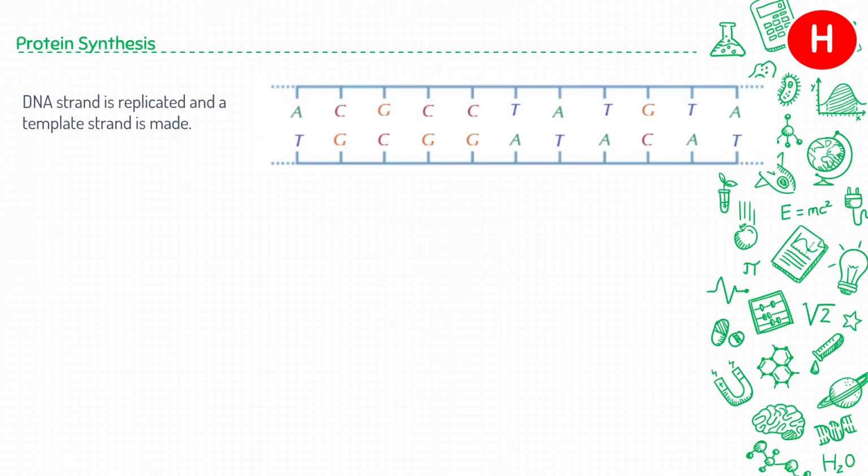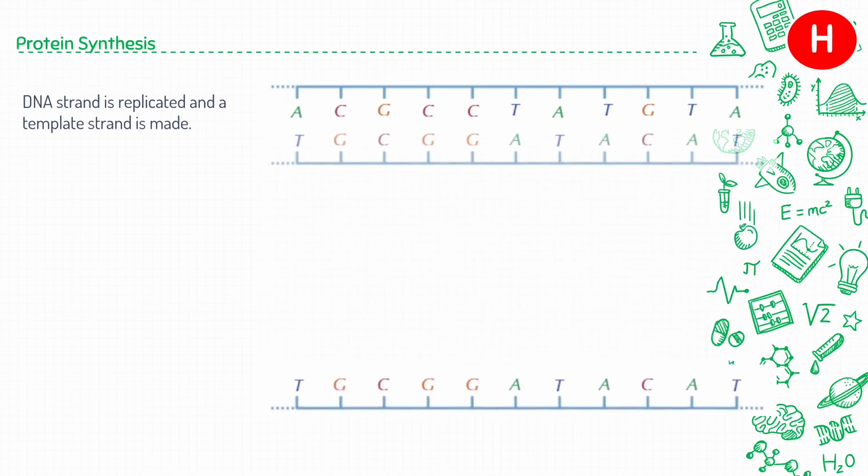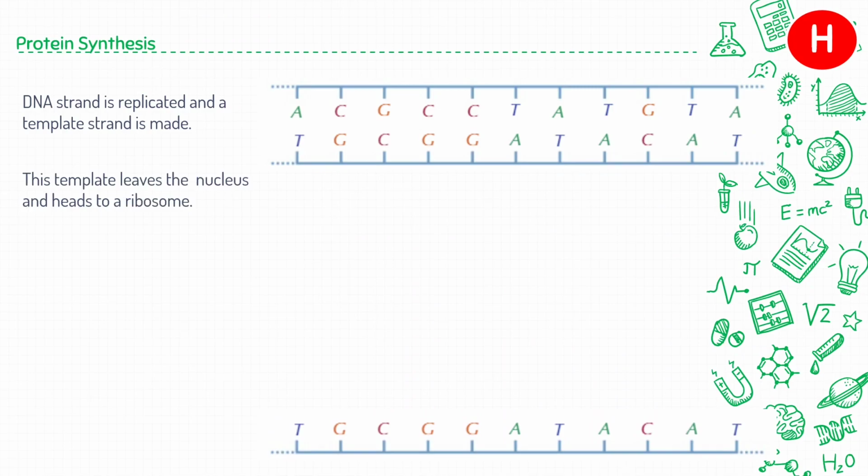Remember that DNA is stored in the nucleus, packaged into large sections of DNA called chromosomes. Chromosomes can't leave the nucleus, but the ribosomes are where protein synthesis happens. So we need to make a copy of the gene that can be transported to the ribosome. First thing that happens is the DNA strand is replicated and a template strand is made. The template leaves the nucleus and heads to the ribosome.